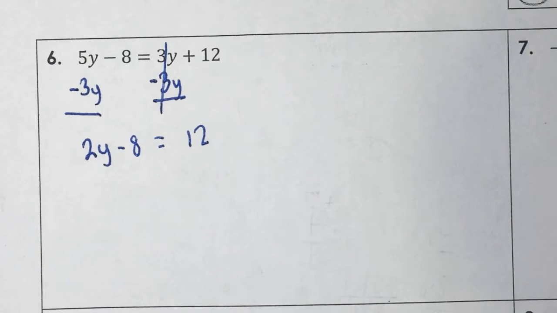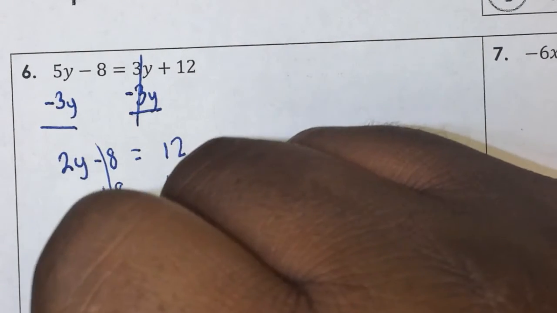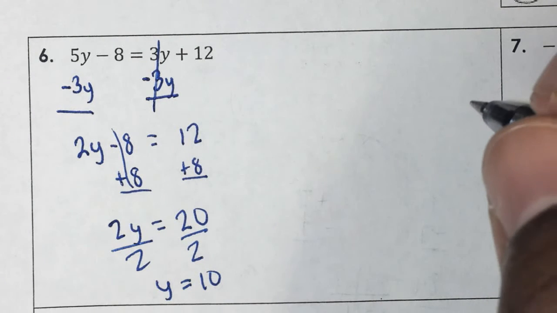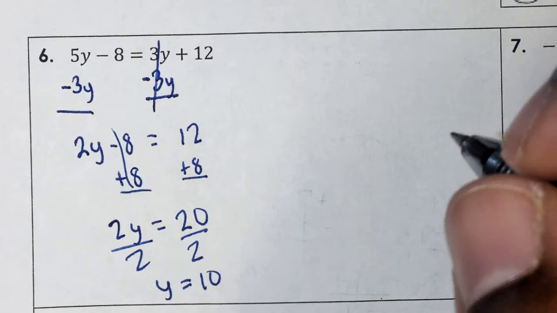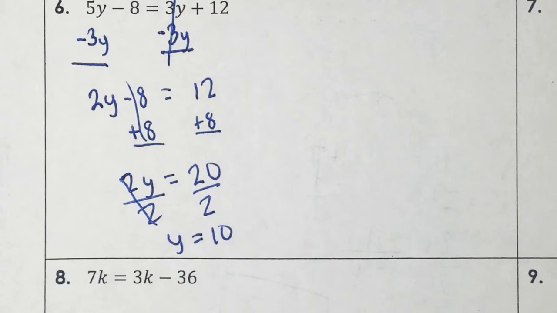Then from there, two-step equation. Add 8, add 8. y equals 20. Divide by 2, divide by 2. y equals 10. Should not be hard for y'all. Alright, do number 7 and do number 8.